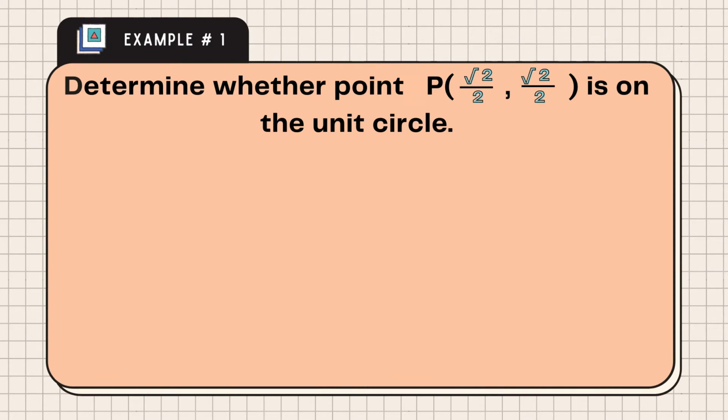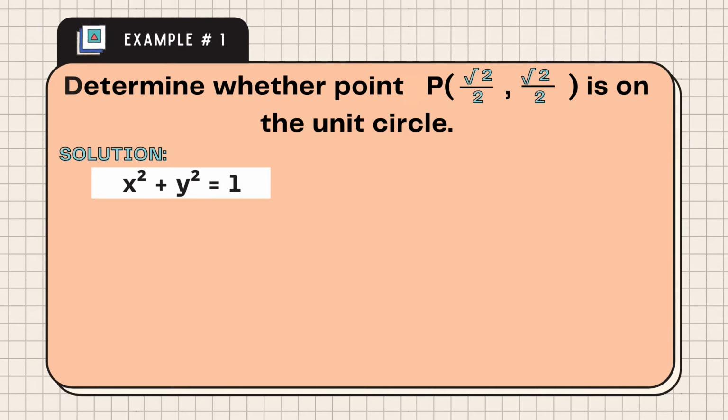Let's start with a simple example, shall we? Determine whether point P with the coordinates square root of 2 over 2 and square root of 2 over 2 is on the unit circle. To start, let's substitute the given coordinates into the general formula. As Grace said earlier, this is the general formula: x squared plus y squared is equal to 1.